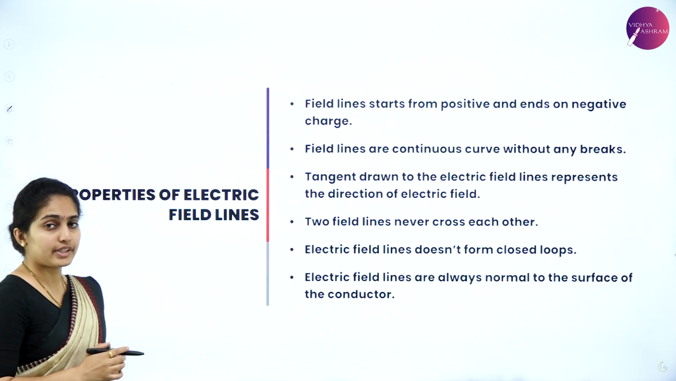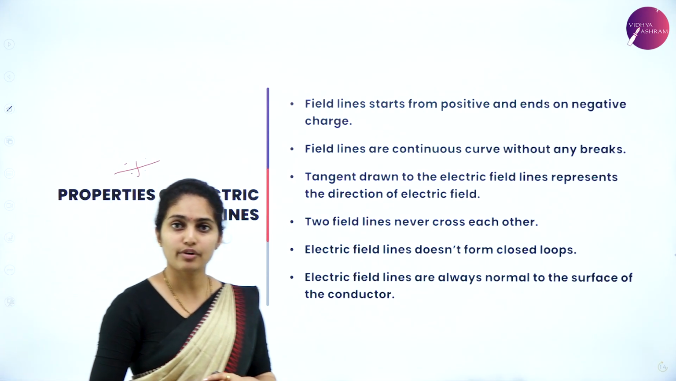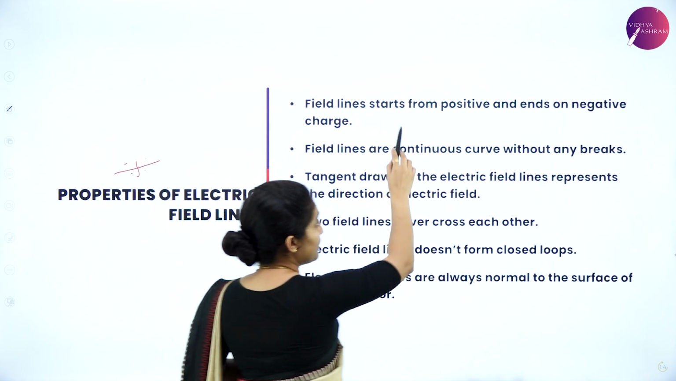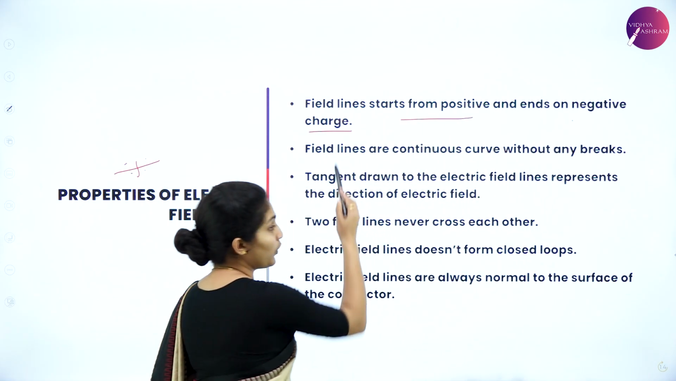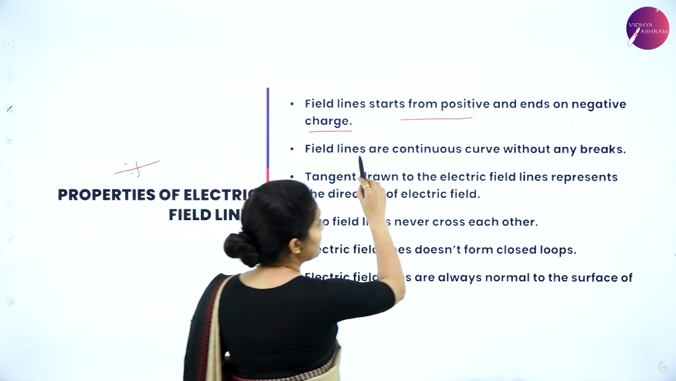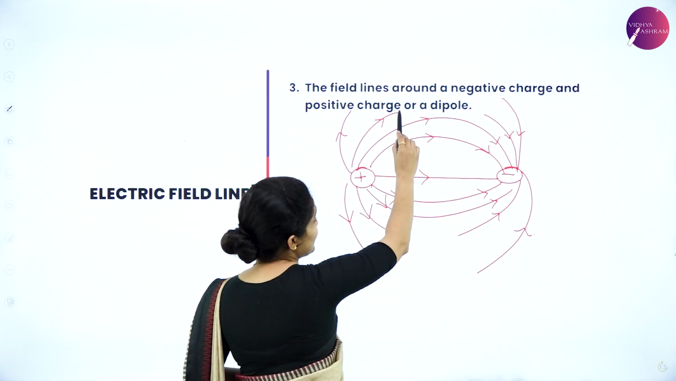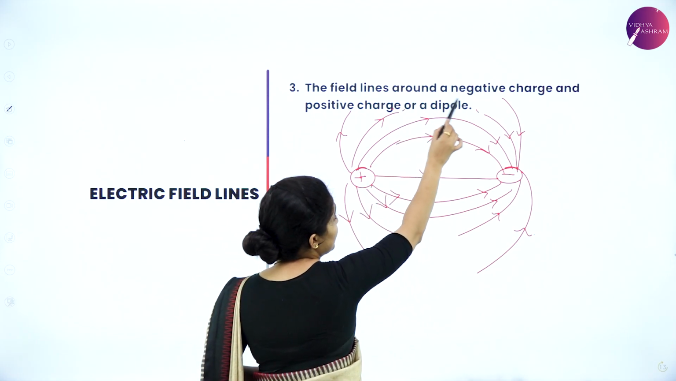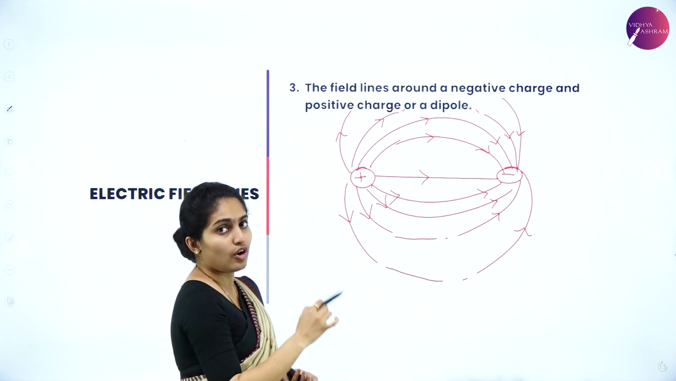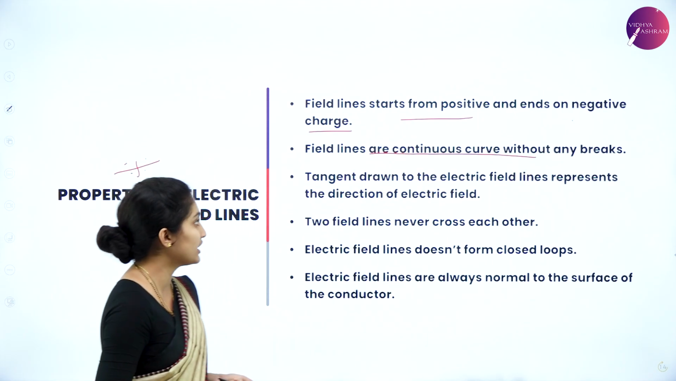Next, properties of electric field lines, which is one of the most important questions in exams. Field lines start from positive and end on negative, as you have seen in the previous slide. Field lines are a continuous curve without any breaks. Here you can see breaks, but there is continuity. It continues up above, it continues below. We don't draw everything continuous, we just leave a free space over here which shows the continuity.